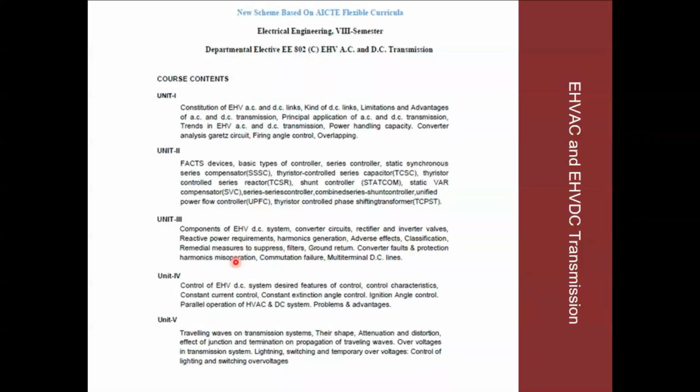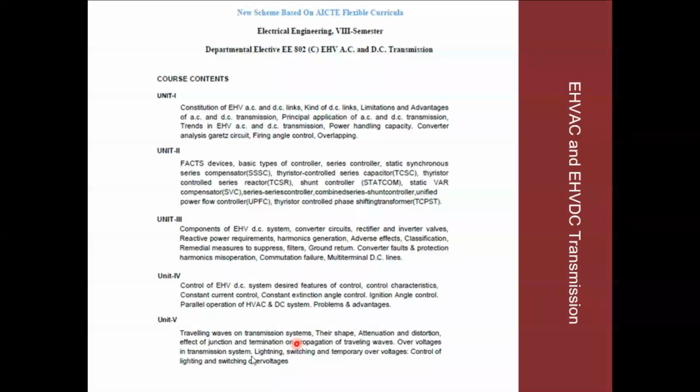In the fourth unit, we will see the controlling of EHVDC system, then different types of control characteristics, how constant current control is done, what is constant extinction angle control, ignition angle control, and then we will see the parallel operation of EHVAC and DC system, problem and advantages.